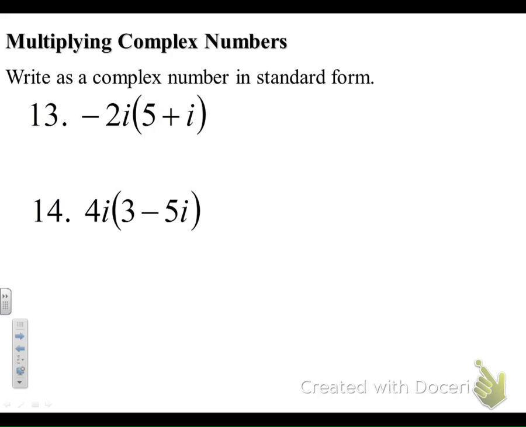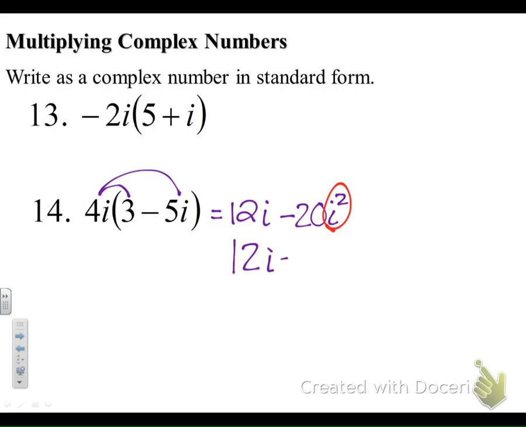4i times the quantity 3 minus 5i. And I'm just going to show these little arcs. If you took 4i times 3, you're left with 12i. When you take 4i times negative 5i, you get negative 20i squared. But this piece in the next step becomes negative 1.